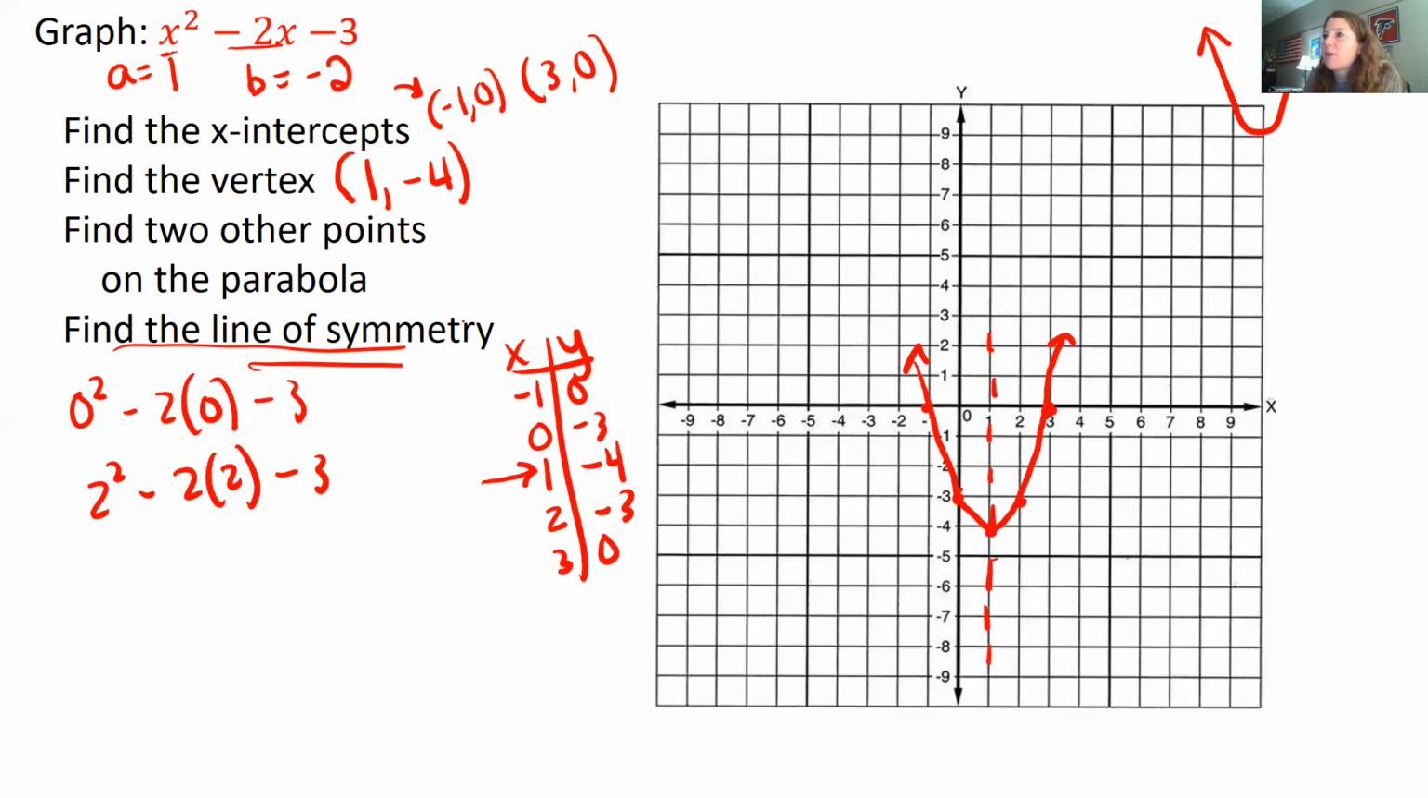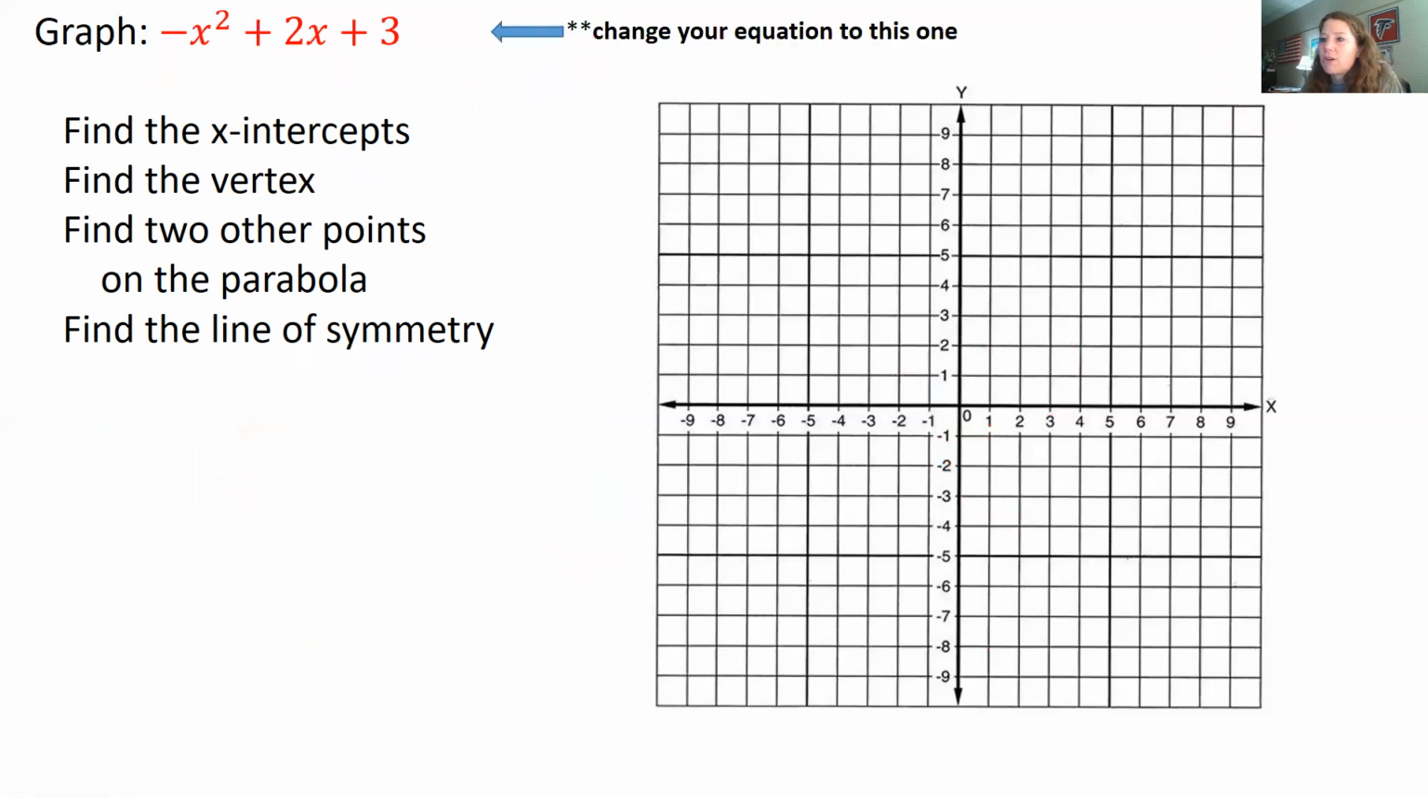So that vertical line always starts with x equals, and it's always the x value of our vertex, and that is +1. All right, so that is our line of symmetry. It's always the x value of your vertex.